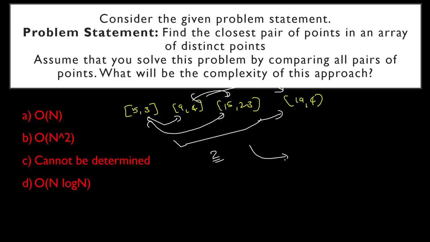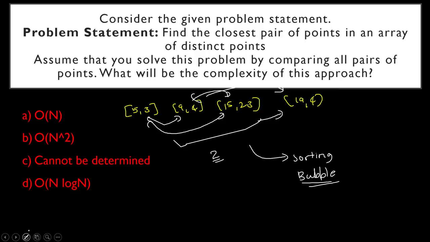This is very similar to sorting algorithms. If you know bubble sort, there also what you do is you compare every single element and you sort it. Here what we are doing is we are comparing every single element and finding the distance. That's it, the difference.